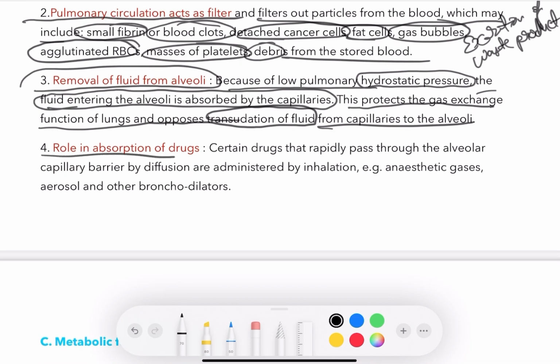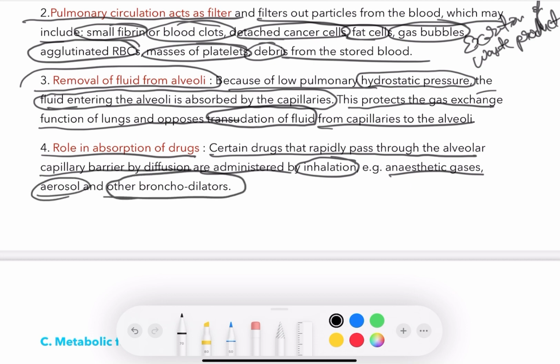Now, role in absorption of drugs. Certain drugs that rapidly pass through the alveolar capillary barrier by diffusion are administered by inhalation, for example anesthetic gases, aerosols, and bronchodilators. This type of drug is directly absorbed.